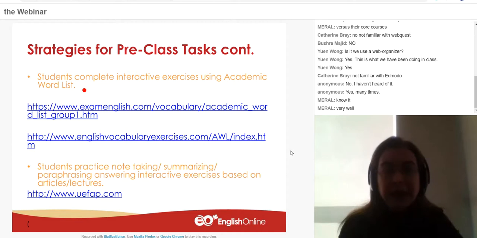And then pre-class tasks continued. For example, students can complete interactive exercises using the AWL. Probably you're familiar with the AWL, which is the Academic Word List. These are excellent links, websites that you can use for students to practice on their own.